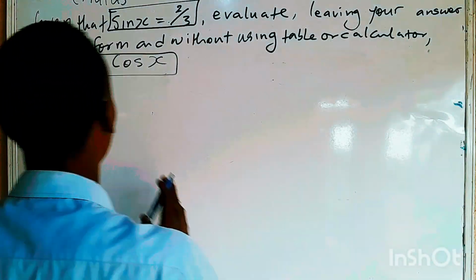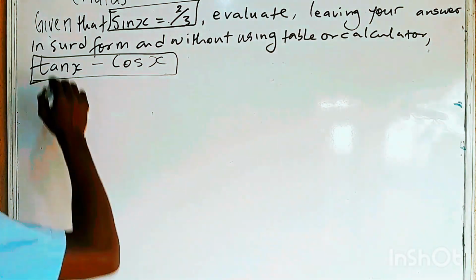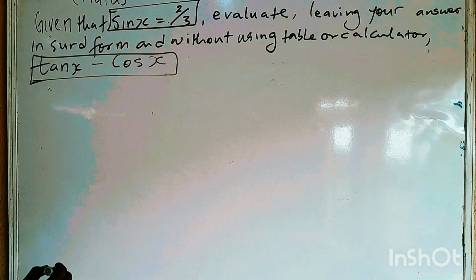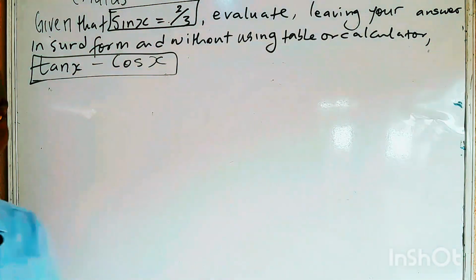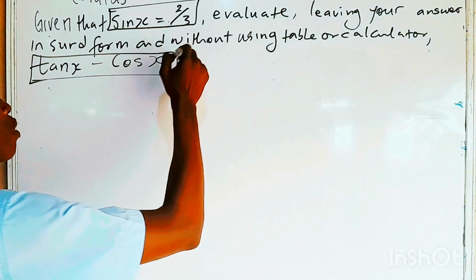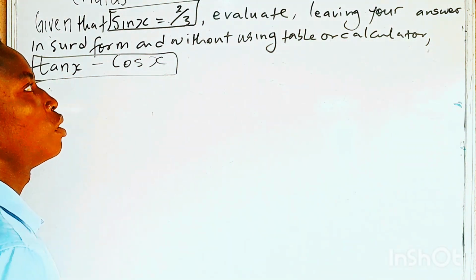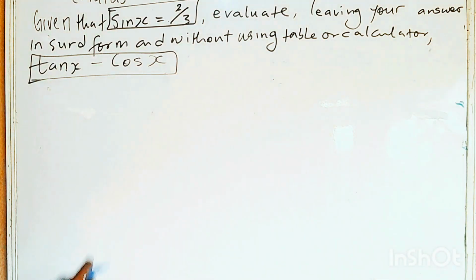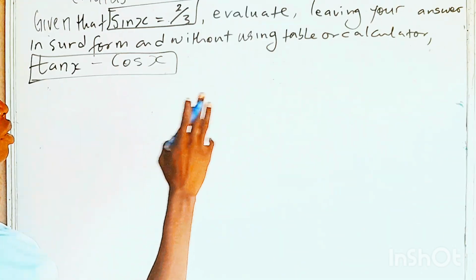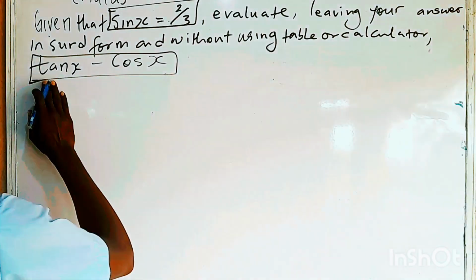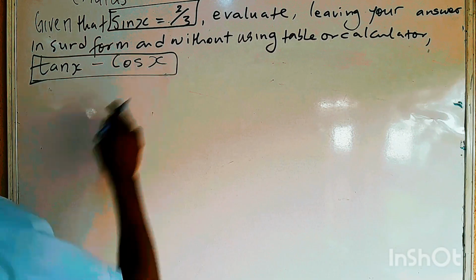And so this is what we have to solve here for today. Given that sine x equals 2 over 3, evaluate, leaving your answer in surd form and without using table or calculator, tan x minus cos x. So in order to get this problem solved, this is what we are going to do here.